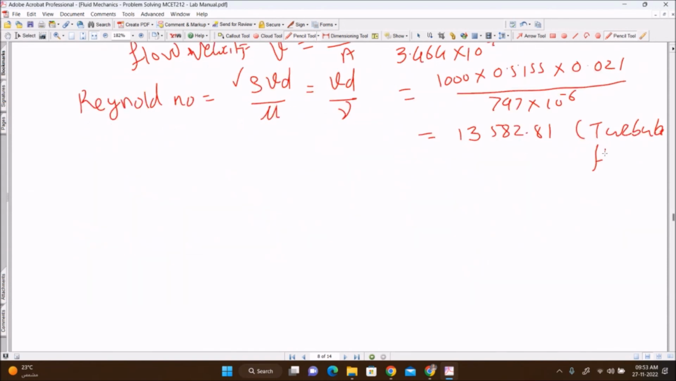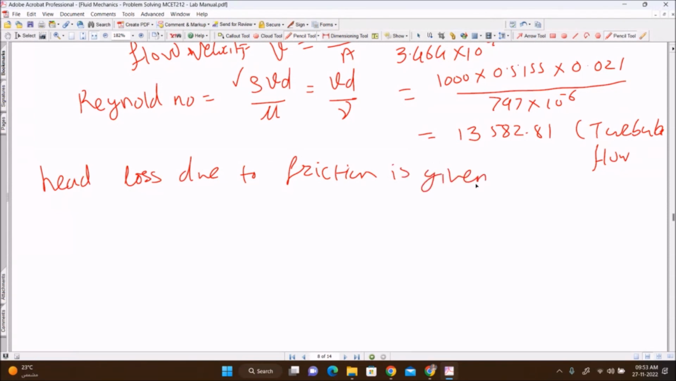Turbulent flow. This may be asked in the question: what is the type of flow? Turbulent flow. Okay. Now I need to find the friction factor. Head loss due to friction is given by... there are a lot of correlations available. These correlations were developed by scientists, and each equation is named after them.